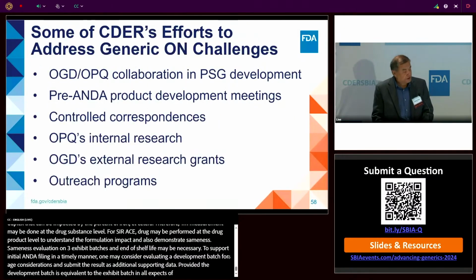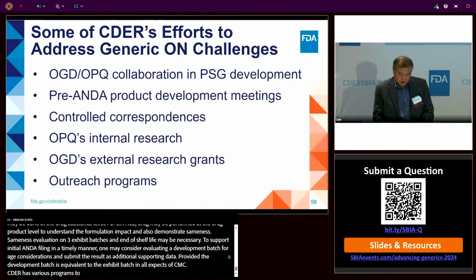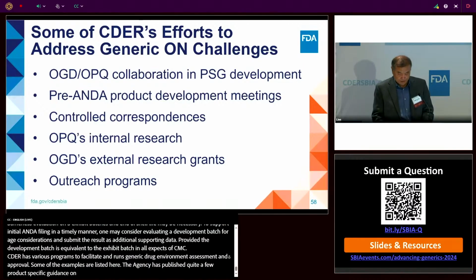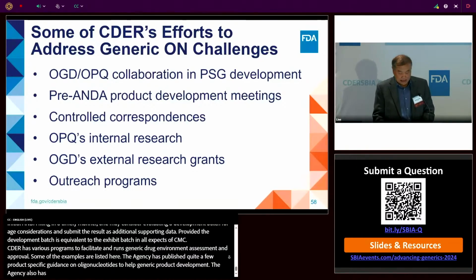CDER has various programs to facilitate and advance generic drug development, assessment, and approval. Some of the examples are listed here. The agency has published quite a few product-specific guidances on oligonucleotides to help generic product development. The agency also has internal and external research programs to advance the regulatory sciences.